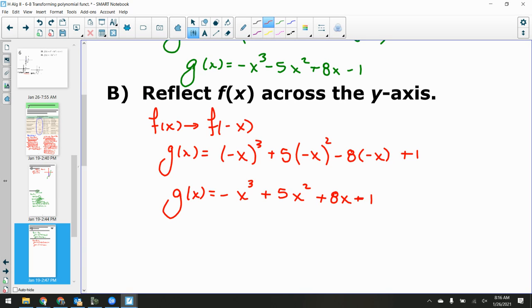So, moral of the story here is that if I'm reflecting across the y-axis, it's only going to change some of the terms. It's only going to change the terms that have an odd degree. Okay? Because that's when, if I raise it to that power, the negative is going to stay.